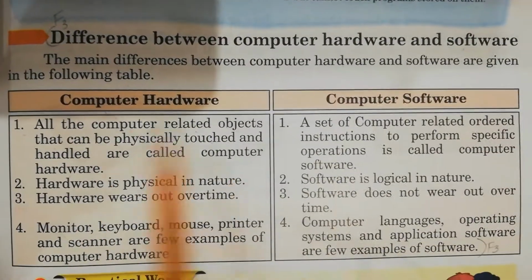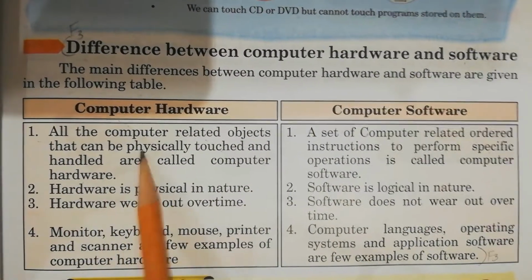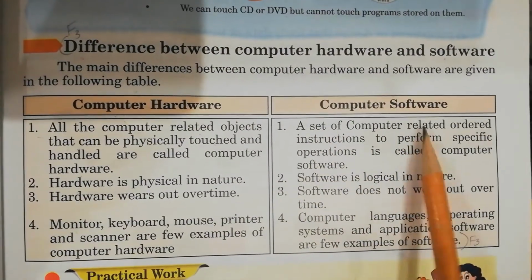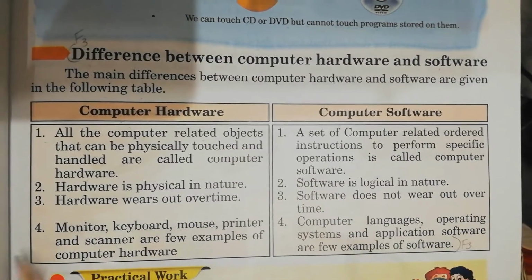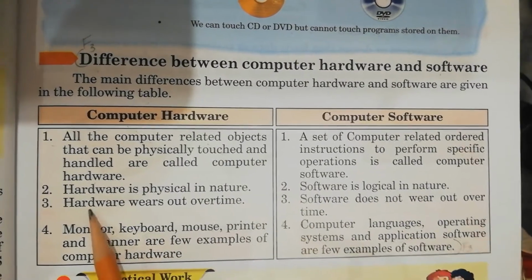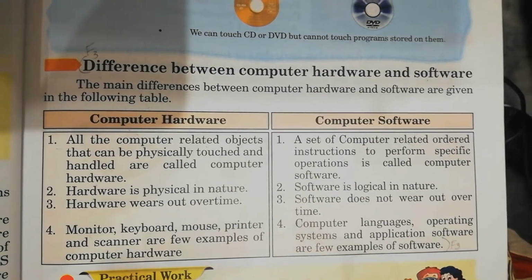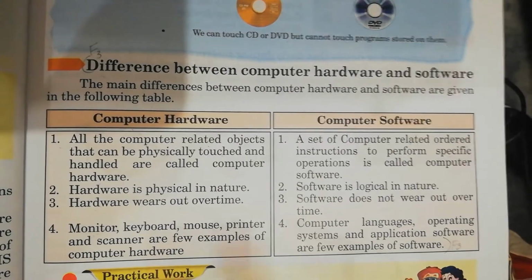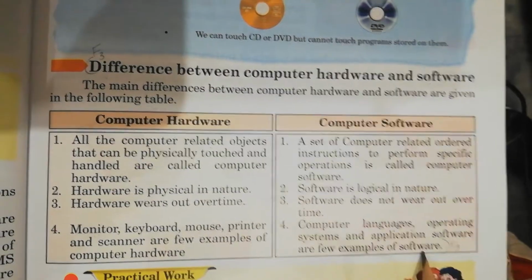Computer hardware, computer software. All the computer related objects that can be physically touched and handled are called computer hardware. A set of computer related ordered instructions to perform specific operations is called computer software. Hardware is physical in nature, software is logical in nature. Hardware wears out over time, software does not wear out over time. Monitor, keyboard, mouse, printer and scanner are few examples of computer hardware. Computer languages, operating systems and application software are few examples of software.